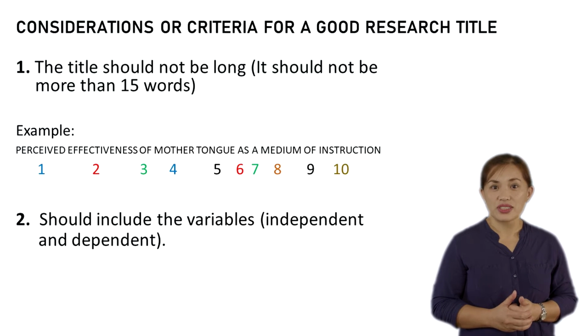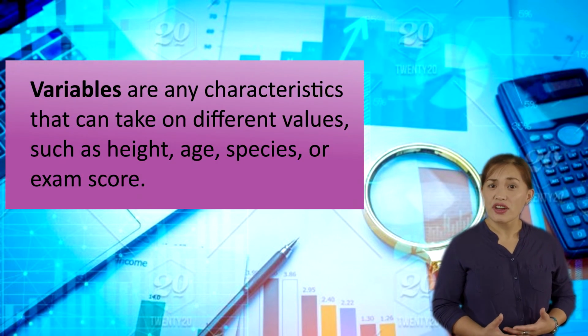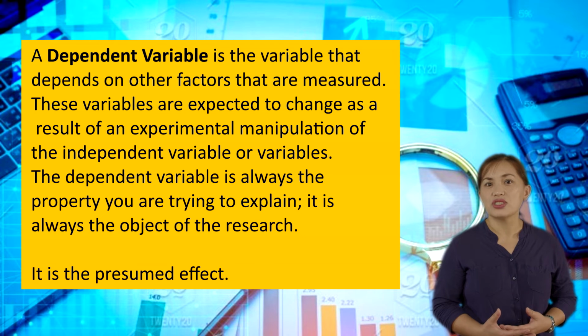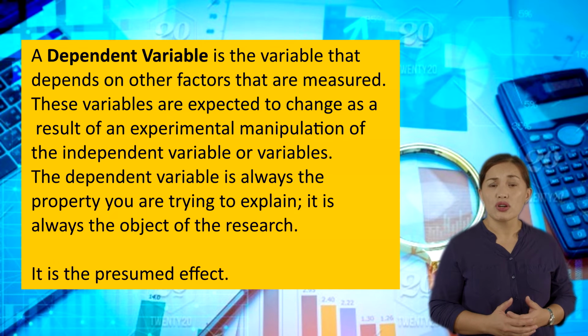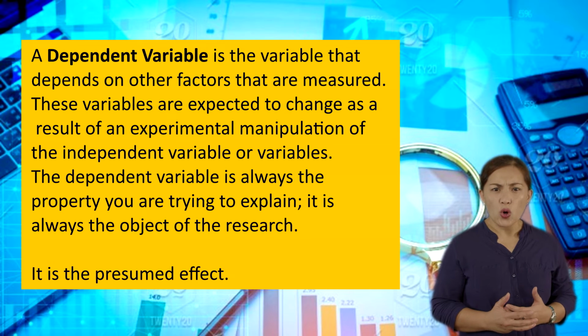independent and dependent. What are these independent and dependent variables? Variables are any characteristics that can take on different values such as height, age, species, or exam score. A dependent variable is the variable that depends on the other factors that are measured. These variables are expected to change as a result of an experimental manipulation of the independent variable or variables. The dependent variable is always the property you are trying to explain. It is always the object of the research.